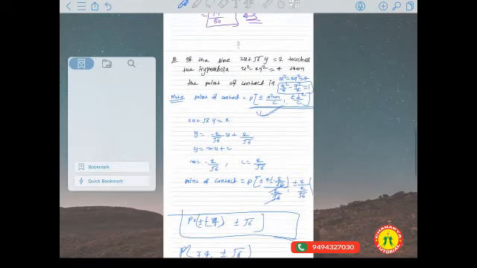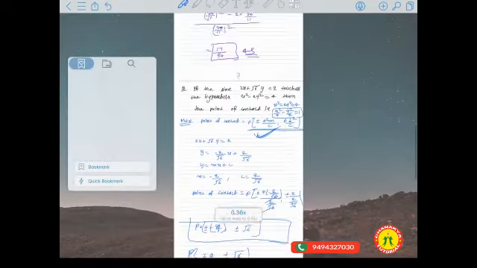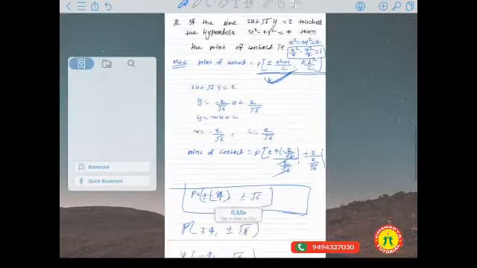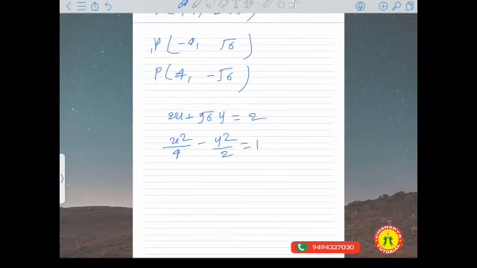The point of contact is this formula. If you don't know the formula, you can apply the basic method. अगर आपको याद नहीं हो फॉर्मूला तो आप कैसे करेंगे? The tangent line is given 2x plus root 6y equal to 2 and the equation is x square by 4 minus y square by 2 is equal to 1. So now let the point of contact be P, that is x1 comma y1.